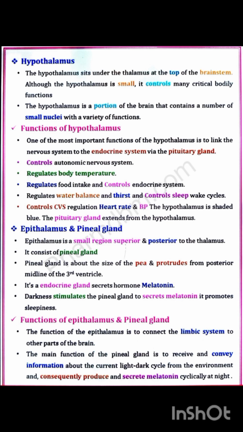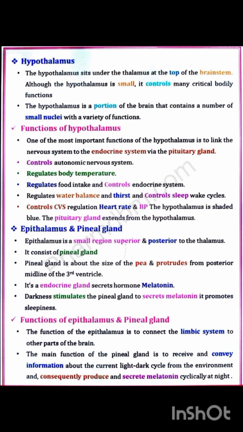Although the hypothalamus is small, it controls many critical bodily functions. The hypothalamus is a portion of the brain that contains a number of small nuclei with a variety of functions. The functions of hypothalamus: one of the most important functions of the hypothalamus is to link the nervous system to the endocrine system via the pituitary gland. It controls the autonomic nervous system, regulates the body temperature, regulates food intake, controls the endocrine system, regulates water balance and thirst, and controls sleep-wake cycles.